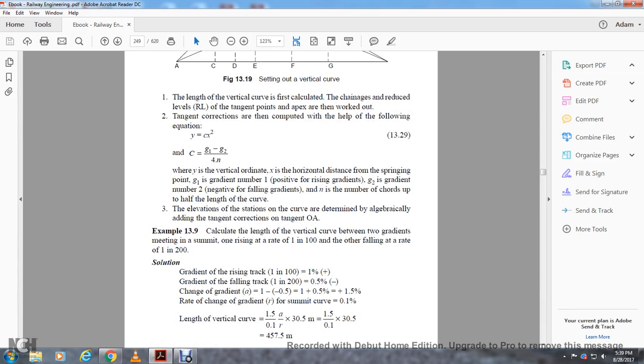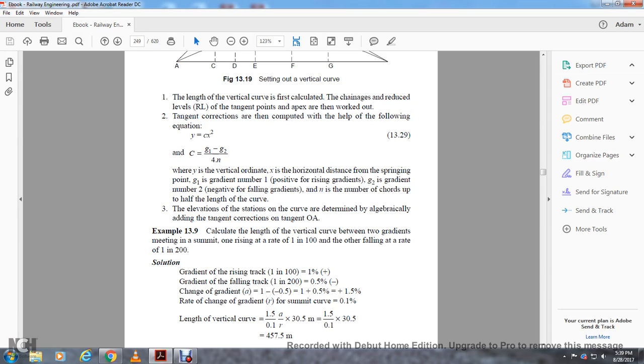Example 13.9. Calculate the length of the vertical curve between two gradients, where the rising gradient is 1 in 100 and the falling gradient is 1 in 200. The rising gradient is 1 in 100 or 1% positive, and the falling gradient is 1 in 200 or 0.5%, negative. The change of gradient A is equal to 1 minus (minus 0.5) equals 1 plus 0.5, or positive 1.5%.